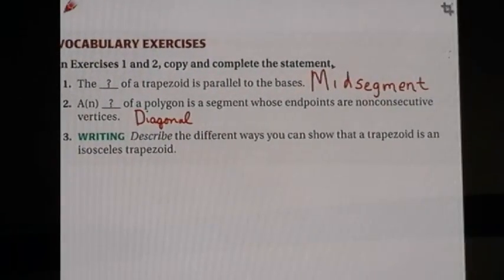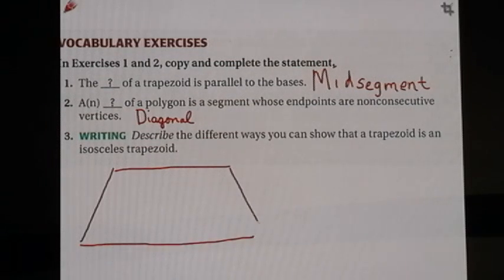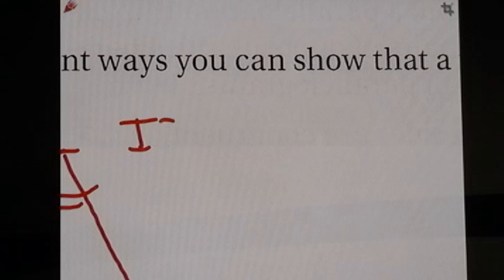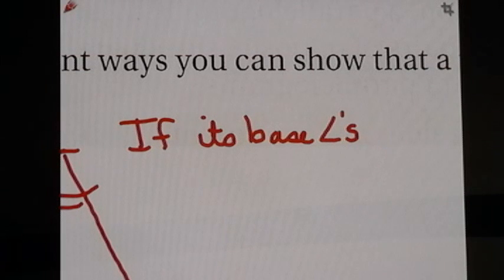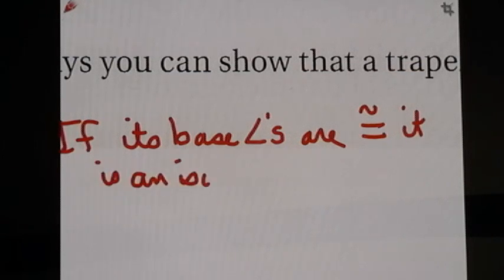Describe the different ways you can show that a trapezoid is an isosceles trapezoid. You should be looking at your theorem list if you don't remember these. First of all, it has to be a trapezoid with exactly one pair of parallel lines. And if its base angles are congruent, it is an isosceles trapezoid.